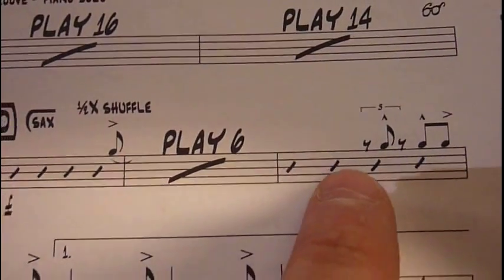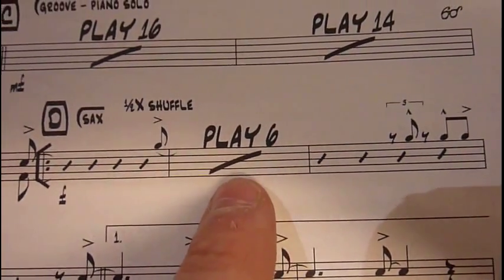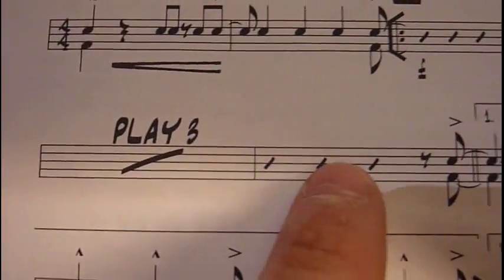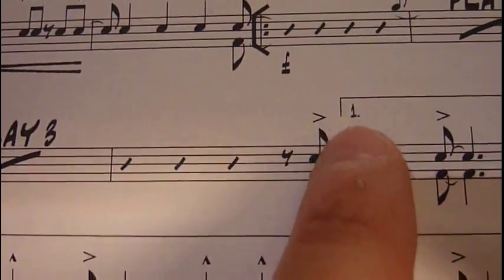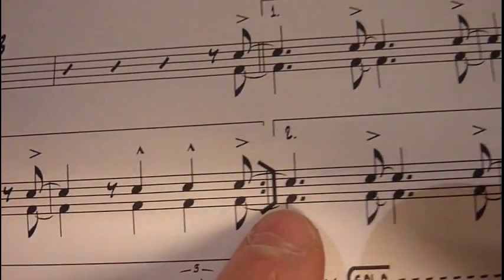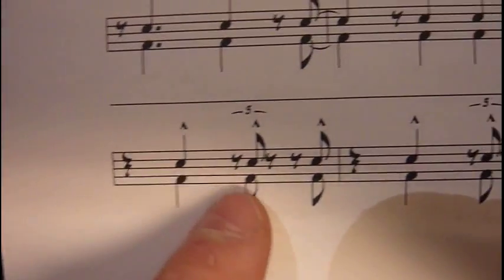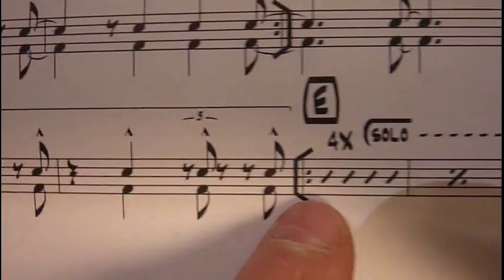Do-do-do-do. Play six. So there's eight. One plus six. Another one that's eight. Play three. And another one that's four. We've already done the first ending, so we go to the second ending. Bang. Here it is. Second ending. Now what's up? Keep on going. Straight into the E section.